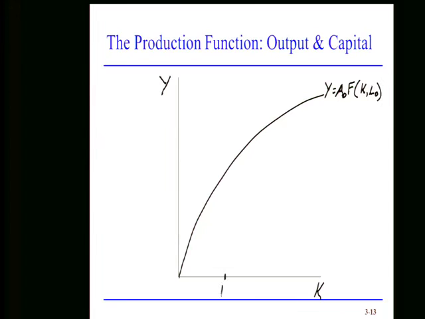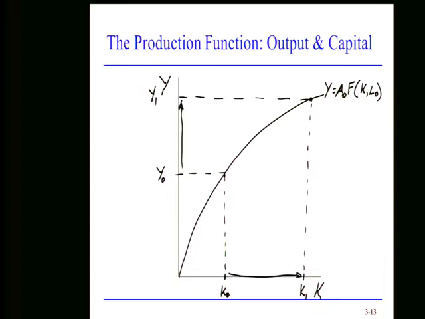Now notice what this says. If the capital stock is fairly low, say at K0, then the level of economic output will also be relatively low. If we have more capital, then with the same level of total factor productivity and the same quantity of labor, we'll be able to produce a much higher level of economic output. So that's the first feature of this production function.